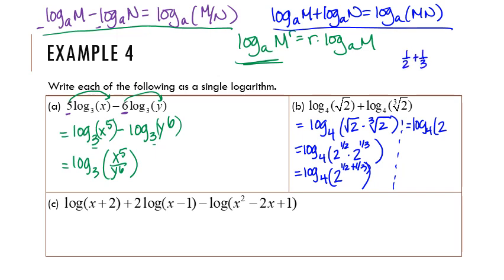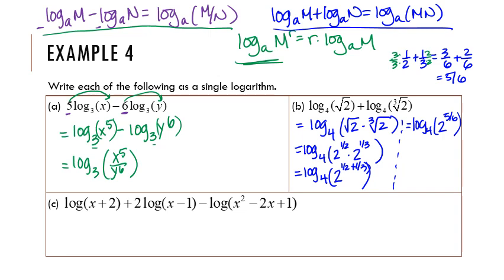We need to get a common denominator, which is 6. So you multiply this side by 3 over 3, and this by 2 over 2 to get that common denominator. So that gives me 3 over 6 plus 2 over 6, which is 5 over 6. And I can actually take this even further.